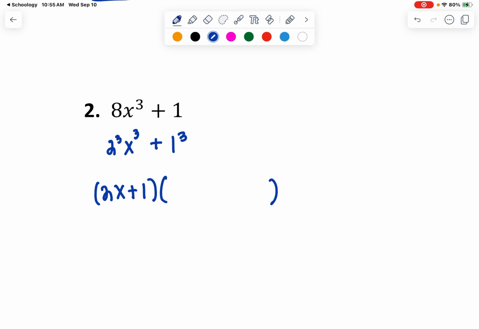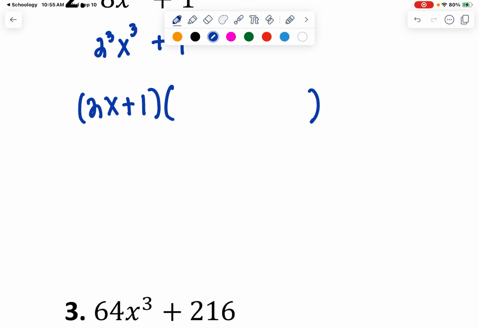And then remember, to get the trinomial, we're using this 2x plus 1. So S stands for square of the first term. 2x times 2x is 4x squared. O stands for opposite, minus. P stands for product. 2x times 1 is 2x. P stands for plus, always a plus sign. S stands for square the last term. 1 squared is 1.